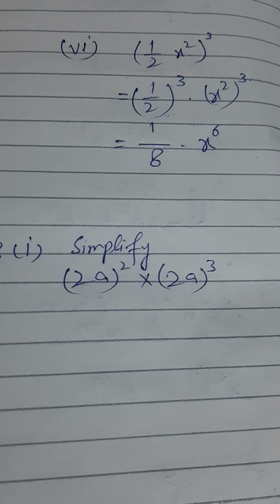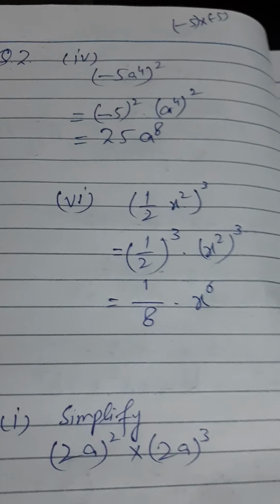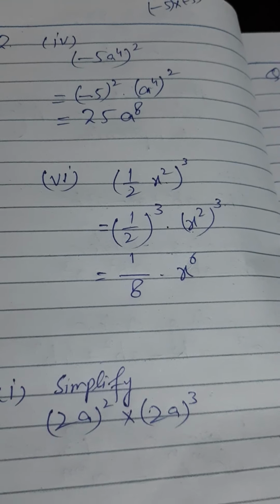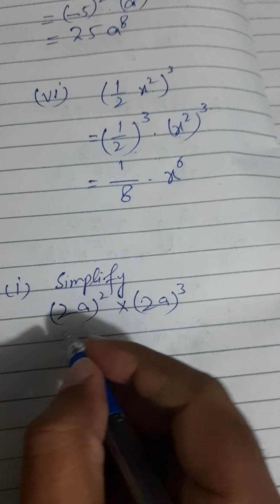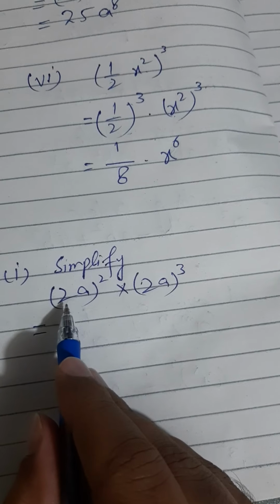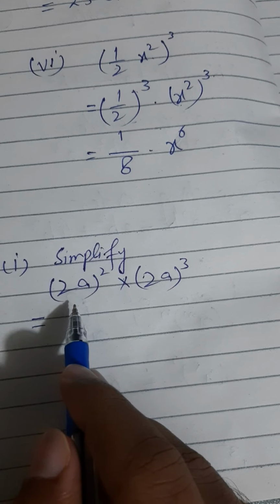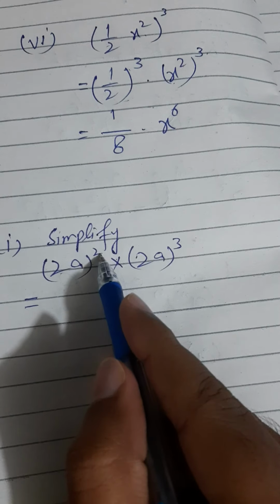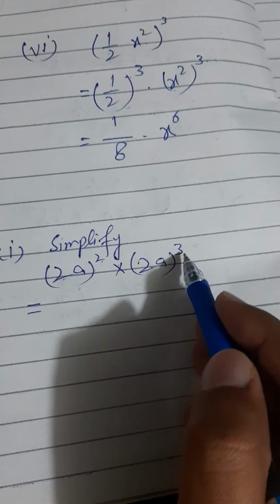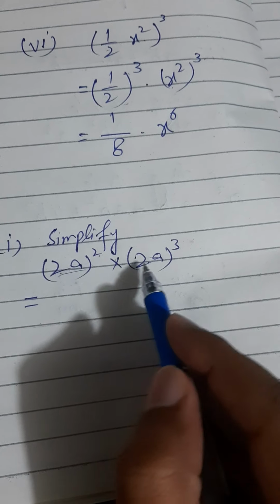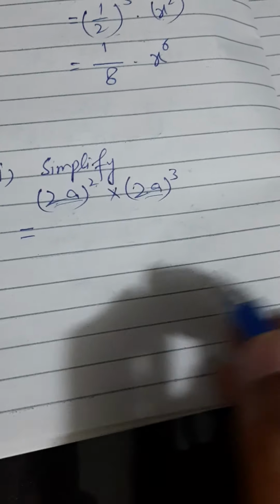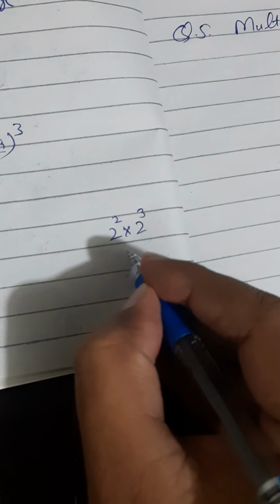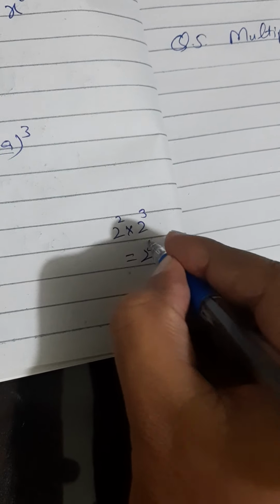It's again simplification. In the previous question there was simplification of only one expression or one term. Now there is simplification of two different terms. So in the same way, first we have 2a raised to power 2 times 2a raised to power 3, meaning bases are the same, powers are different. Just like if we have an example, 2 multiplied with 2, if there is power 2, 2 raised to power 2, and if there is power 3, how do we write this? 2 raised to power 5.